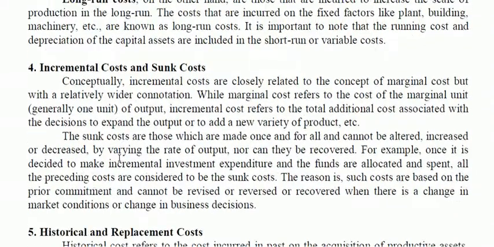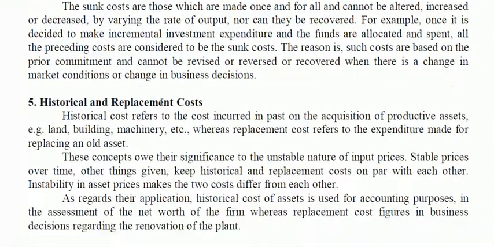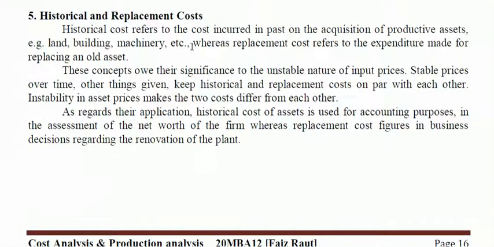Then incremental cost and sunk cost. Incremental cost is which you are getting regularly. Sunk cost is when you cannot recover anything. For example, you have bought some items which have become obsolete and you cannot sell in the market. They have just become junk in your godowns, and they have rotten, and you cannot recover that cost in any way or in terms of insurance or anything like that. So those are sunk. And similar is about historical and replacement cost.